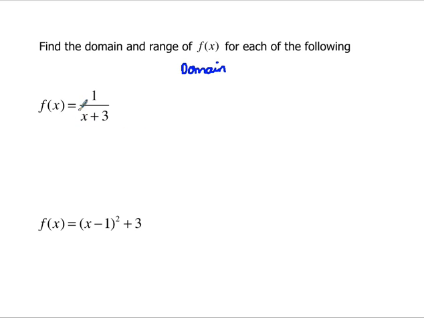Now be careful when dividing, because obviously we can't divide by 0. So the only restriction we've got here is that x could take all real values except for minus 3, because if I had minus 3 plus 3 on the bottom, it would give me 0. That's kind of like solving the equation x plus 3 equals 0. So x equals minus 3, and that's the value that we can't be using.